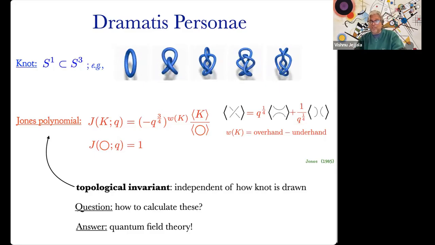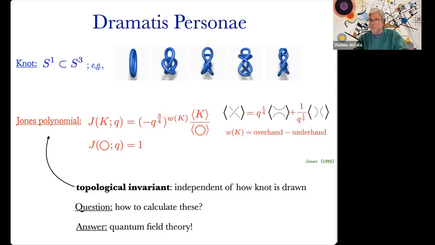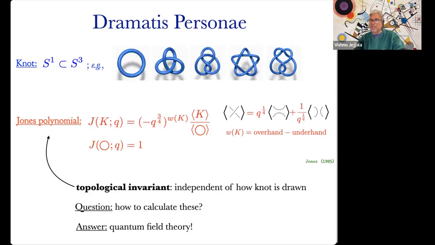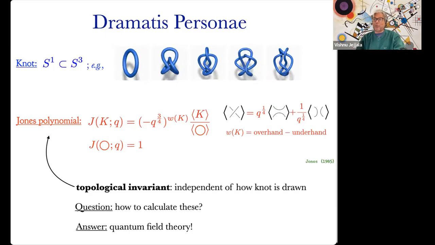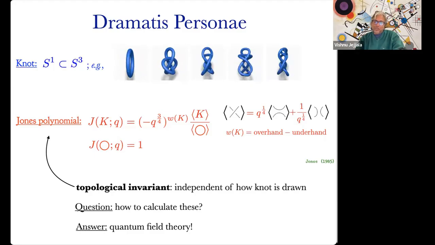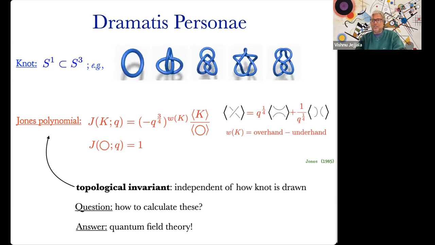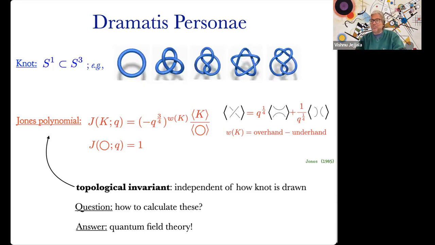Jones realized this initially in terms of what are called von Neumann algebras. So there is an algebraic description of these objects, but you can get this polynomial by examining the knot diagram that we associate to the knot, and you get the same polynomial irrespective of how you draw the knot. So this is what makes it a topological invariant. So a question then is, can we calculate this more efficiently? It turns out one efficient way to calculate this is to use physics.